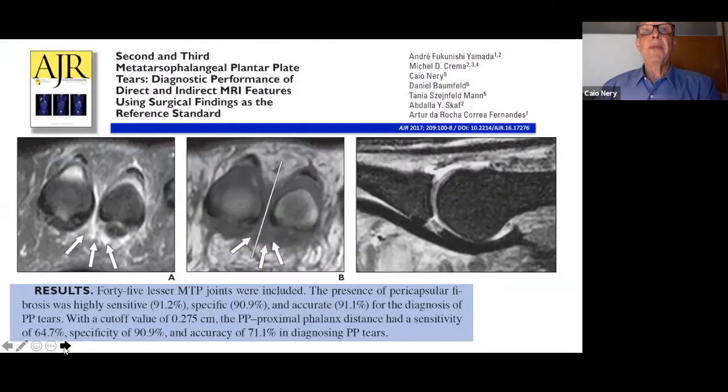Using plantar surgical findings as the gold standard for the diagnosis in plantar plate lesions, we confirm that the pericapsular fibrosis is highly sensitive, specific, and accurate for the diagnosis of plantar plate tears. The plantar plate proximal phalanx distance is also a very good parameter in this matter, and we determined 2.8 millimeters as the cutoff value for the plantar plate tears diagnosis.